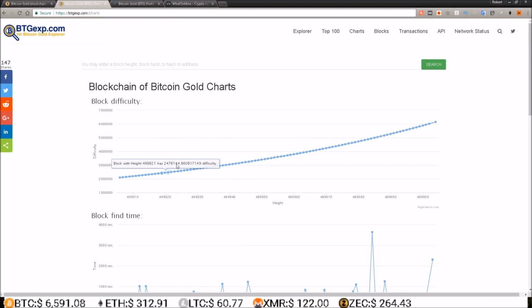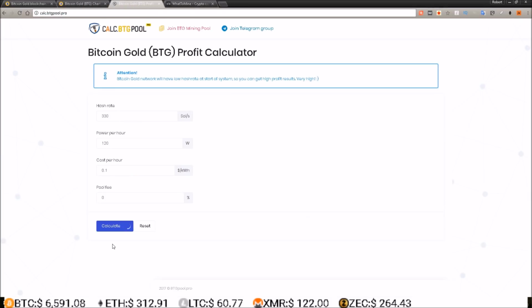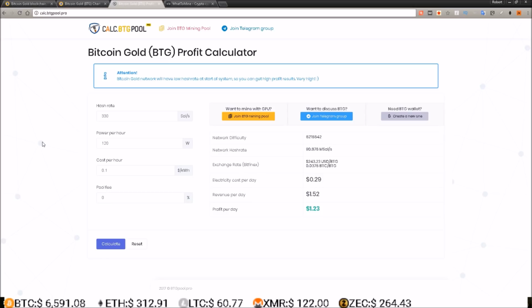But yeah, as difficulty continues to rise, as it has been doing, it looks like the profits for BTG will just continue to go down. But right now we are sitting around $1.23 a day for 330 sols a second.